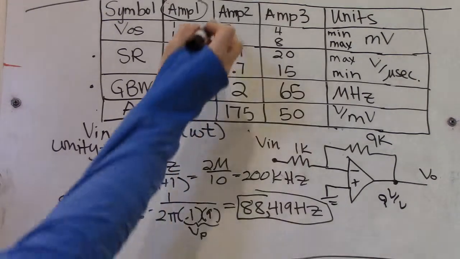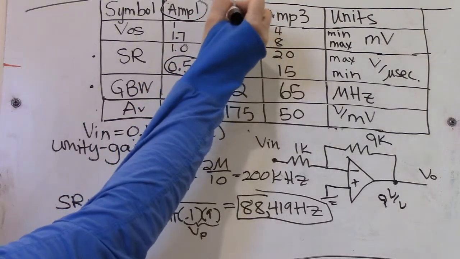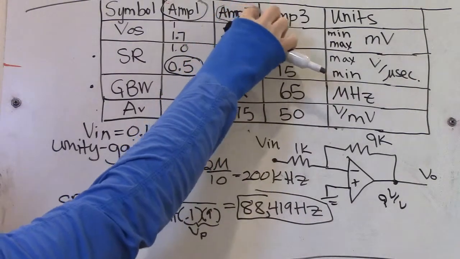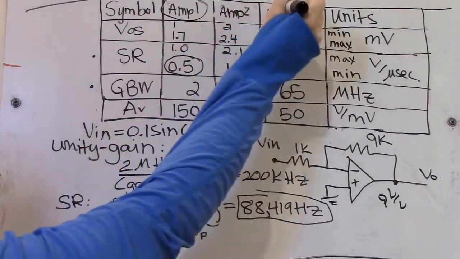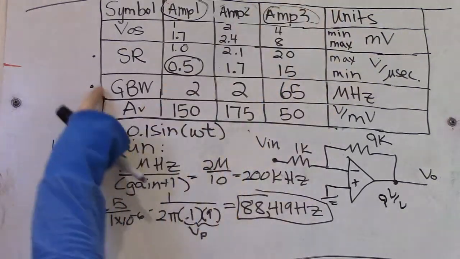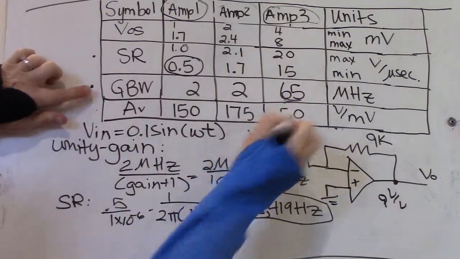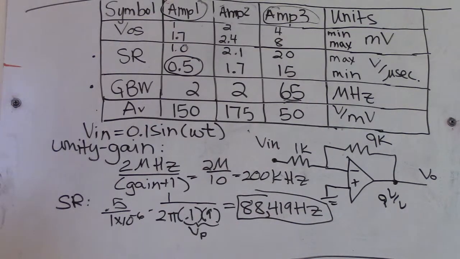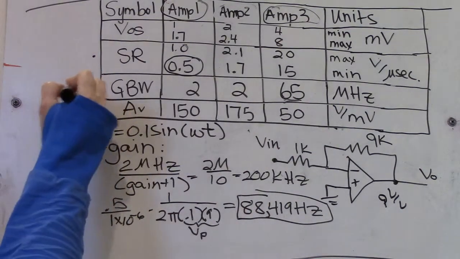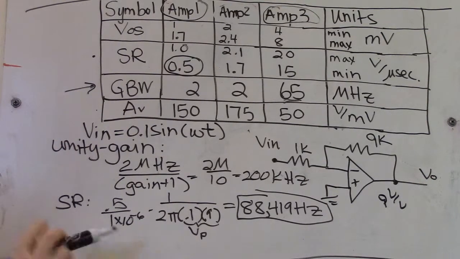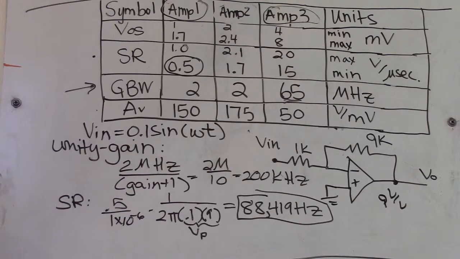If I was to use amplifier 2 or amplifier 3, and only consider the gain bandwidth product, you can see here that at 65 megahertz, if I'm only looking at the unity gain, this would give me a larger possibility for the bandwidth if I did not include the slew rate.